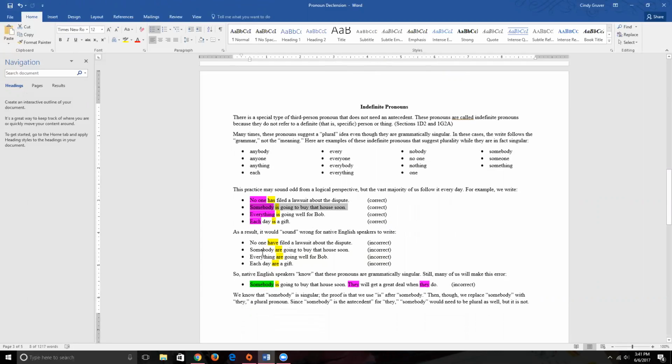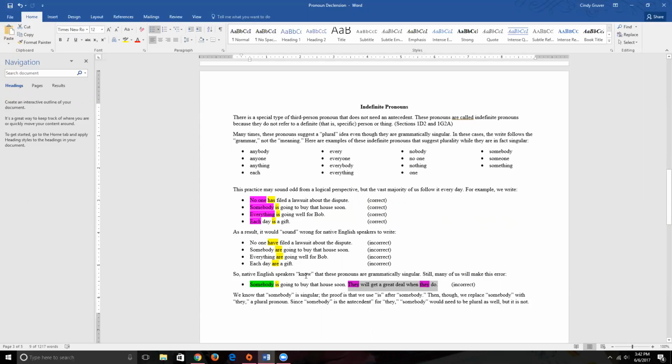We're not going to say or write somebody are going to buy that house soon. So this part of the sentence we're going to nail. We're not even going to need to Google this one. But the second part, this is what most of us are going to miss. I will freely admit it. I will miss it if I'm speaking. Is that I will replace somebody with they.